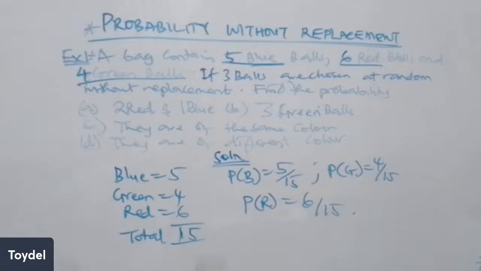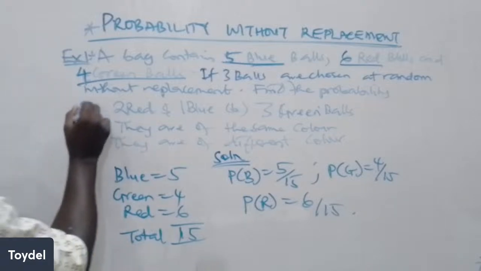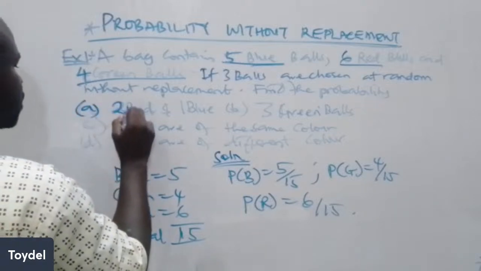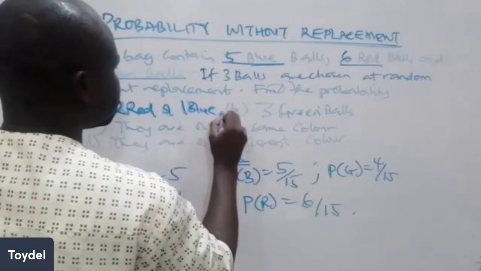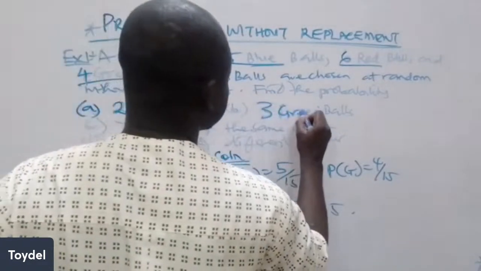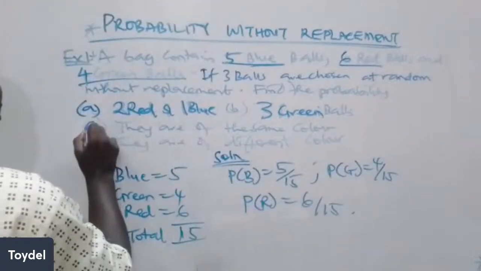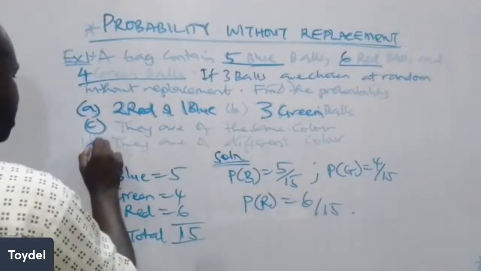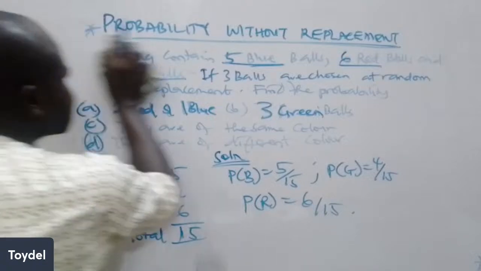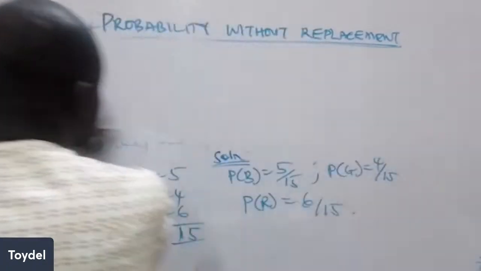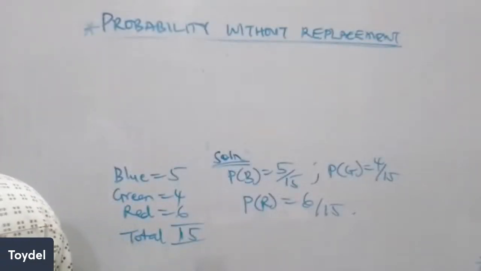So this question is under probability without replacement. We want to find the probability when we take 2 red balls and 1 blue, then when we have 3 green balls, then when all the balls are of the same color, and when they are of different color. Those are the 4 questions that we want to find. Let's start with the first one and see the implication when we have without replacement.